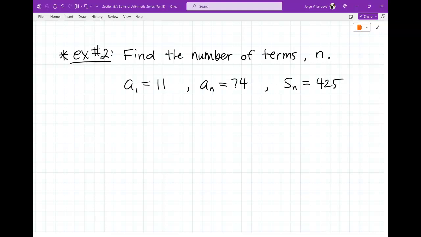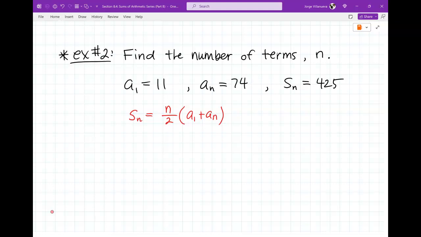Okay? So obviously, if n is 2, that means we only added up those two, 11 and 74. But that doesn't come out to 425. So there had to be more than just 2, right? So the question is how many? How many were there? So what we're going to do is still use the same formula. We're not going away from s sub n, okay? So s sub n is equal to n over 2, a sub 1 plus a sub n. And we're basically going to plug in everything that we were given.